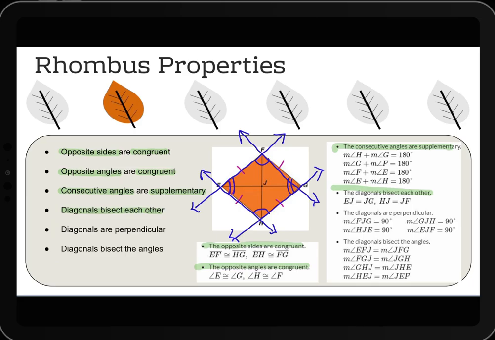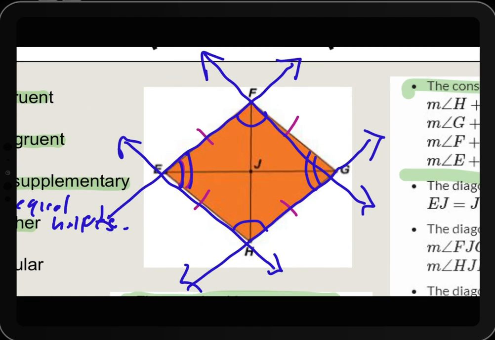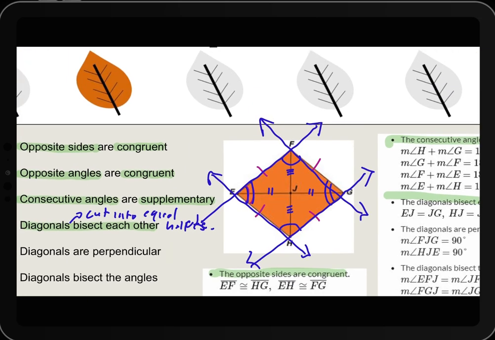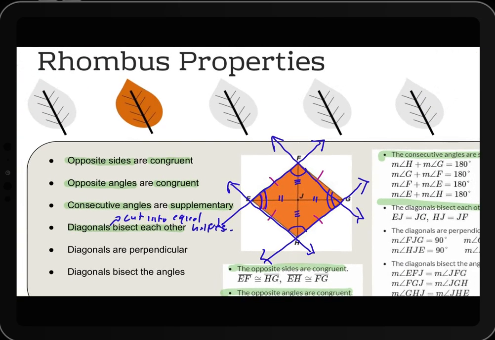Now, the term diagonals bisect each other. Remember, bisection means to cut in half, right? Cut into two equal halves, right? So that means that for example, this segment here has been cut into these two equal halves. This segment has been cut into these two equal halves. That's exactly what's happening with those diagonals. That's true for all parallelograms.